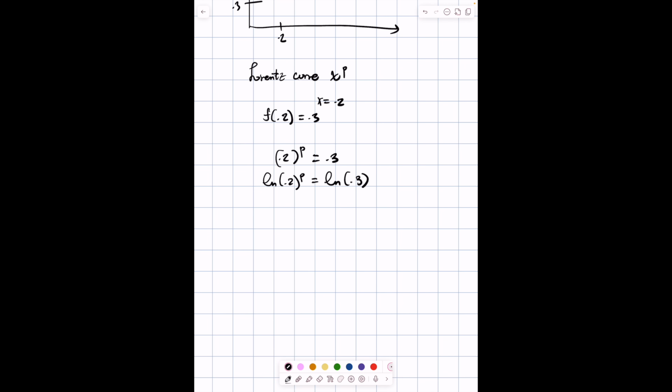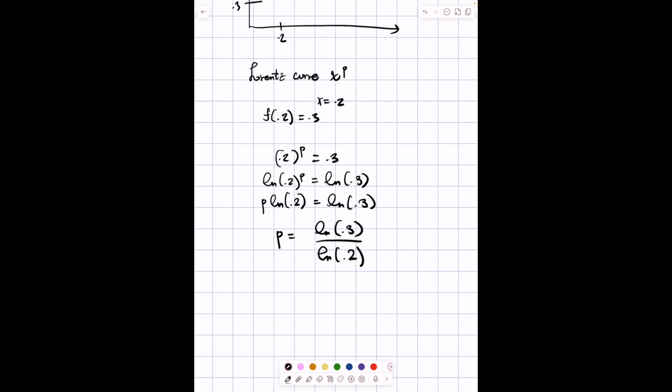And the reason why I take the natural log is because of that rule where, if you have a log, the exponent comes down. ln of 0.2 to the power of p is the same thing as p times ln of 0.2. And then the same on this side. So now you can just solve for p. So p is actually this.